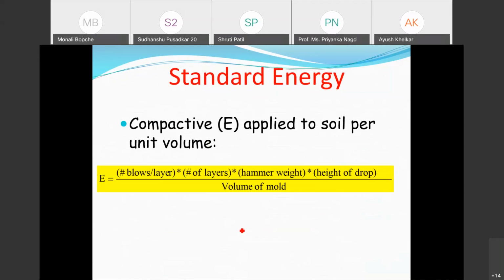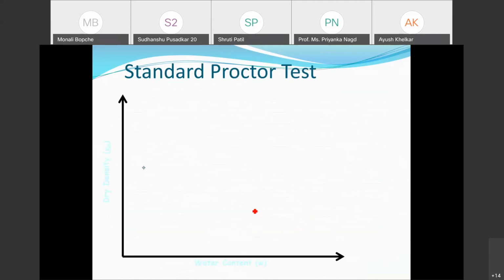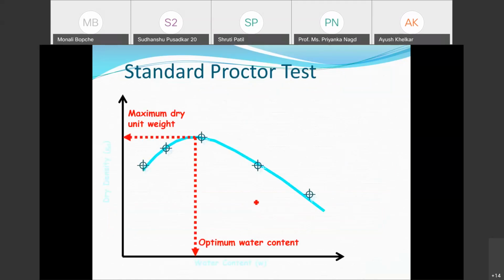Hammer weight is 2.6 kg, the height of the drop is 31 centimeter, and the volume of mold is 1000 cc. So if I put all these values together for standard Proctor test, I get 592 kilojoules per cubic meter. I can generate an energy of 592 kilojoules per cubic meter for filling this one mold of 1000 cc. And then what I will do is plot this curve and get MDD and OMC.